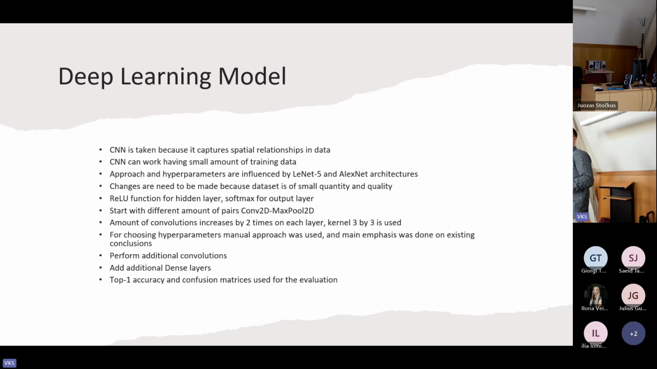For evaluation, I used top 1 accuracy over 200 epochs. I didn't use early stopping because the task is to see how the model performs in a long-term perspective. Also, I used confusion matrices to better understand how the models perform for different classes, and therefore which features have problems and which don't have any problems to extract.